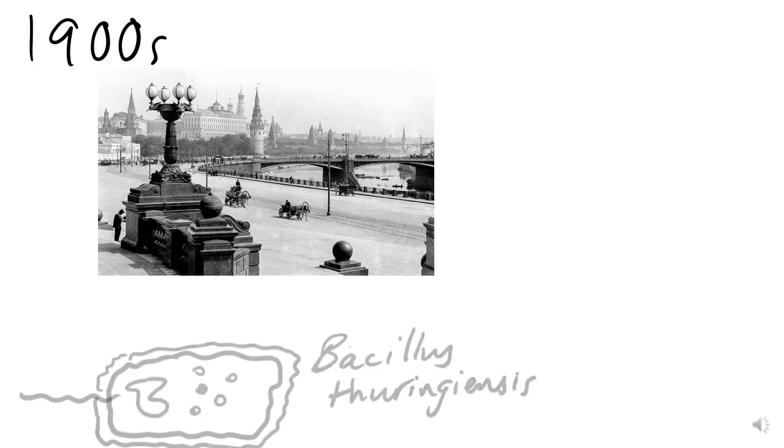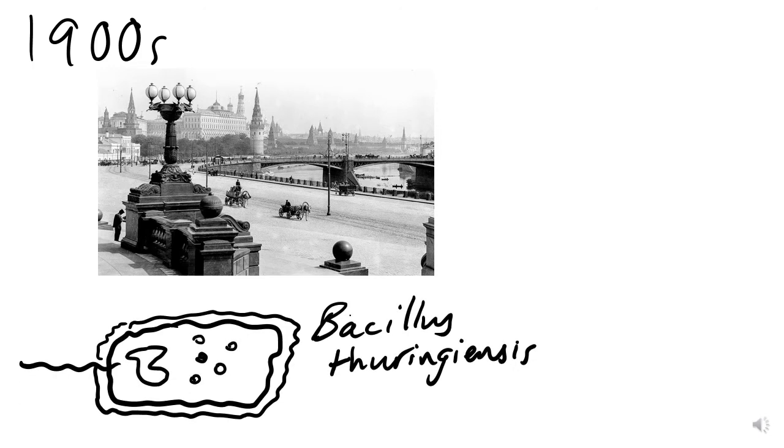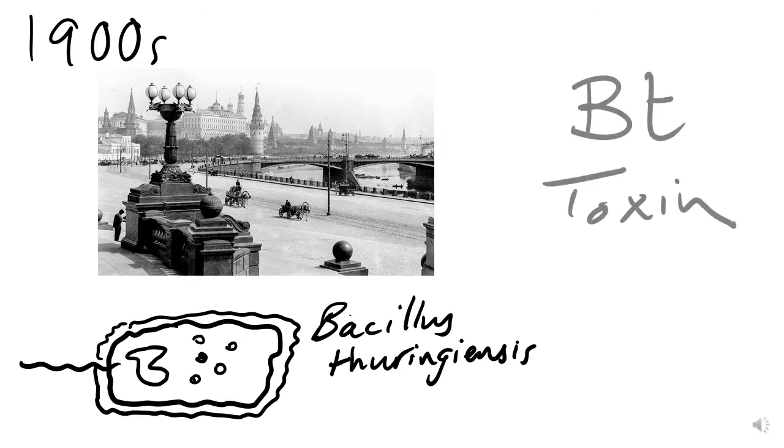During the early 1900s, there was a bacterium known as Bacillus thuringiensis, and this Bacillus species, Bt for short, produced a toxin called Bt toxin. This is a natural insecticide protein, and crystals of the toxin can be sprayed onto crops as an insecticide.